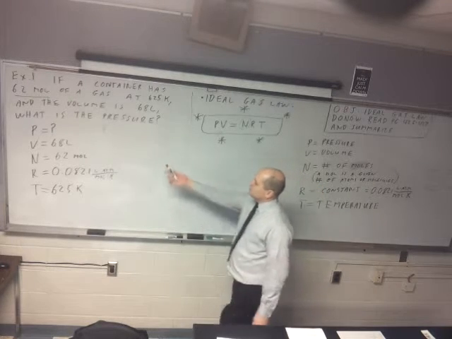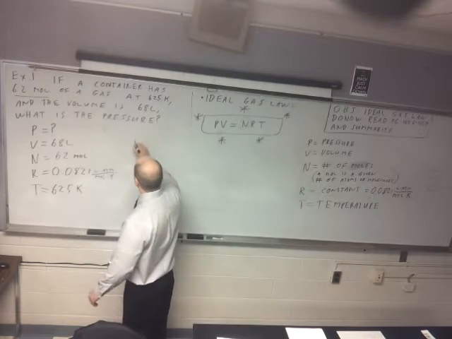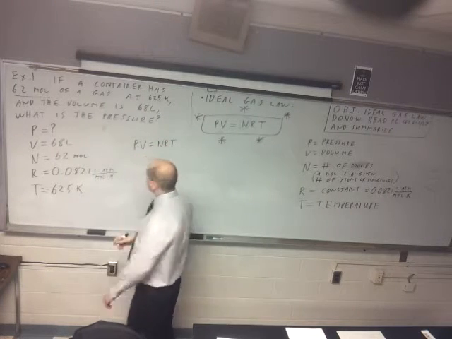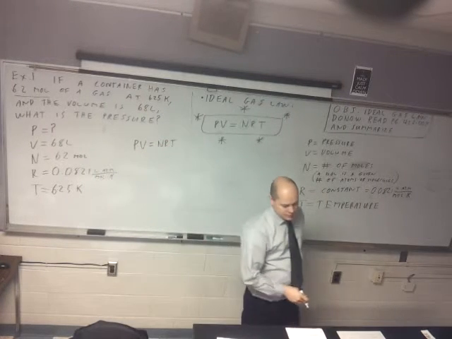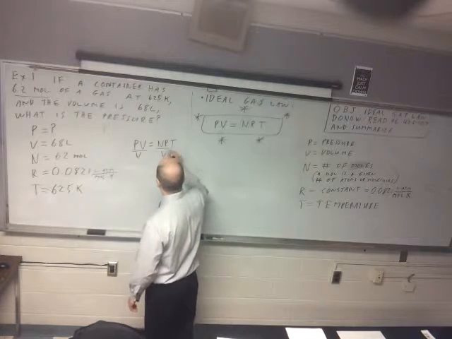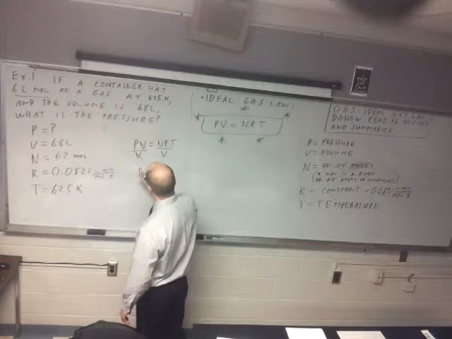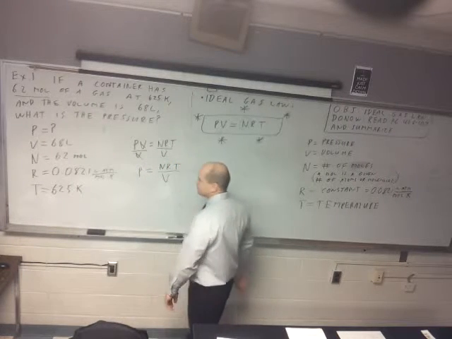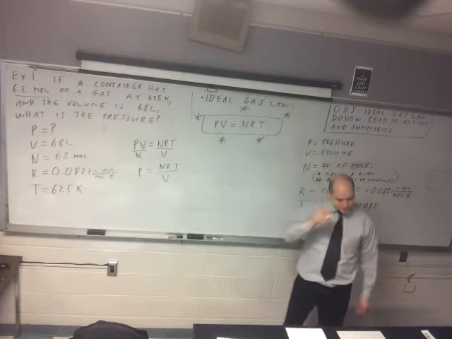Okay, so pressure is what we're looking for. So write the equation down. PV equals nRT. How do I solve for P? I divide both sides by V. That's it. V, V, these cancel. Pressure equals nRT over volume. Now all you've got to do is plug in numbers.